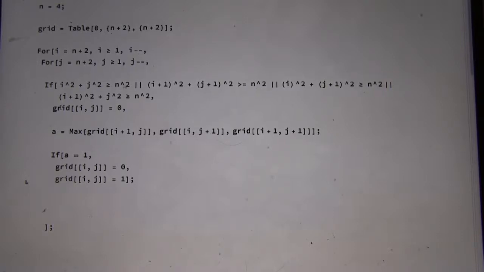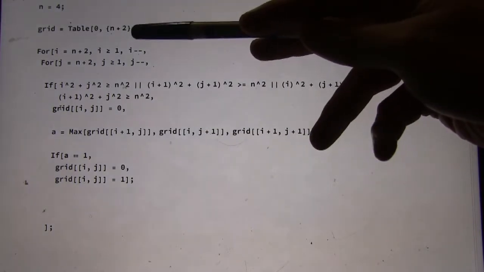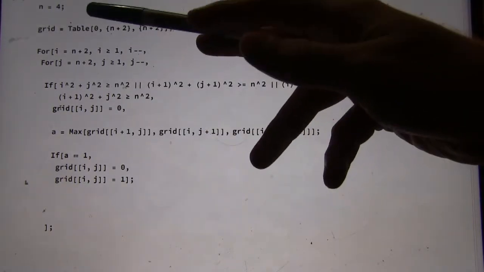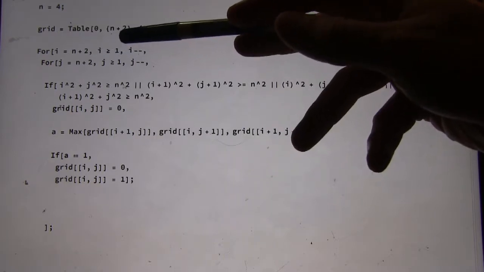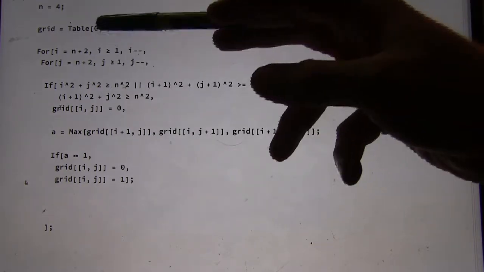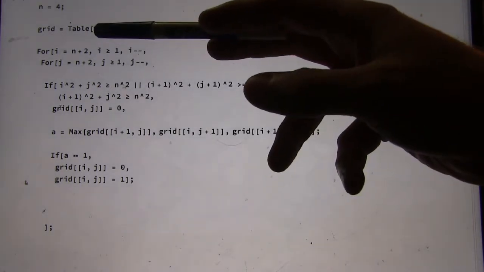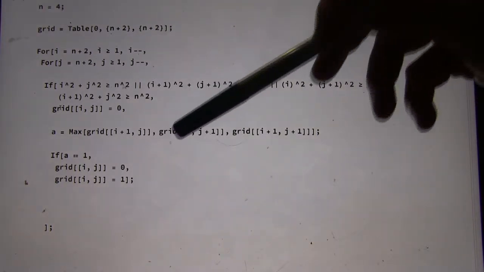Okay, so here is my simple code, and this is based on what Jordan Ellenberg had written. I pick a size for my grid. I make a table that's a little bit bigger, so if I'm going to study the circle of radius 4, I'll make the table a 6 by 6 table. And I'm using zeros in a grid for wins and ones in the grid for losses.